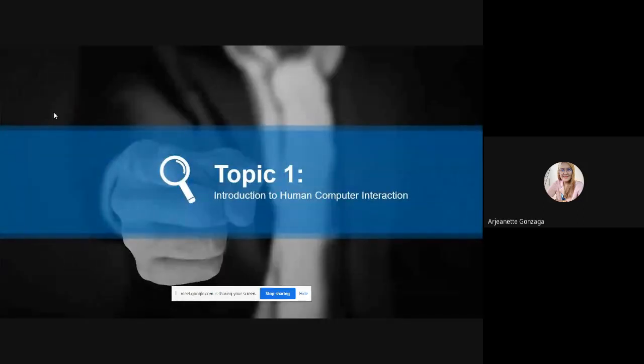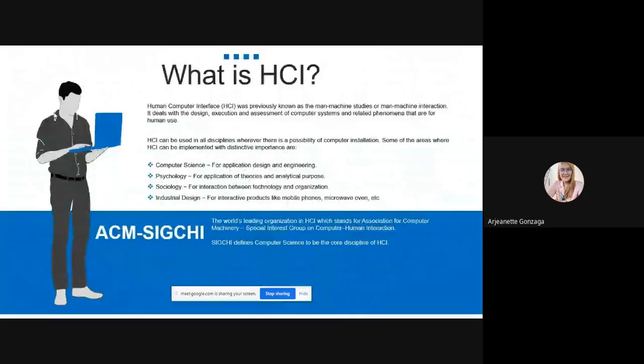So, let us start with topic 1, the intro to human computer. First, what is HCI? So, si HCI is ang human-computer interaction, previously known as man-machine studies or man-machine interaction. It deals with the design, the execution, and the assessment of computer systems and related phenomena that are for human use. So, HCI can be used in all disciplines wherever there is a possibility of computer installation.